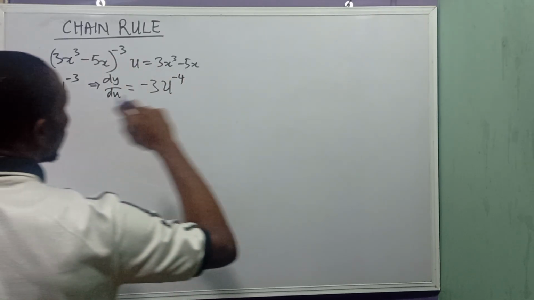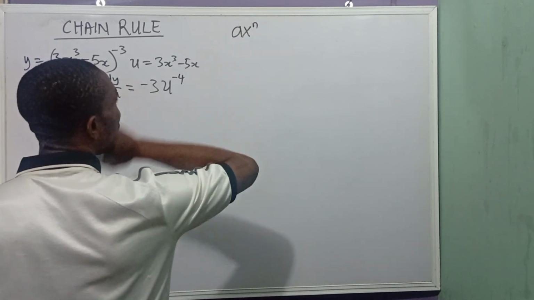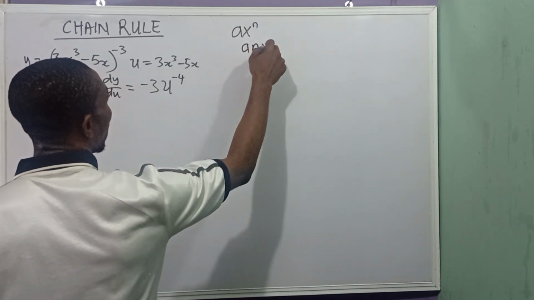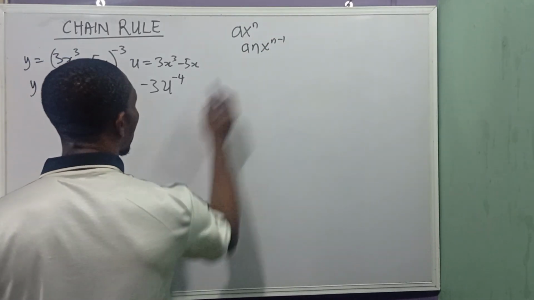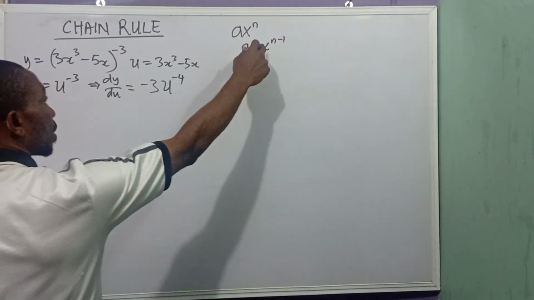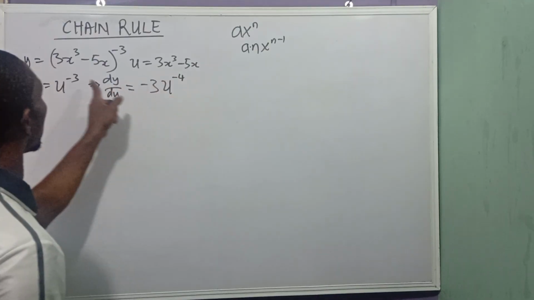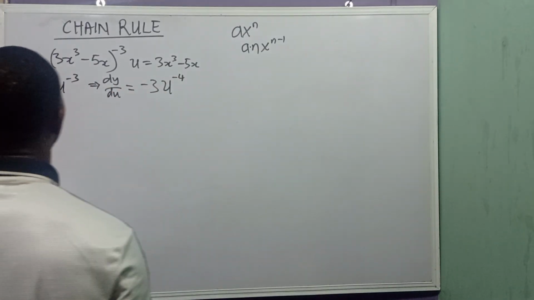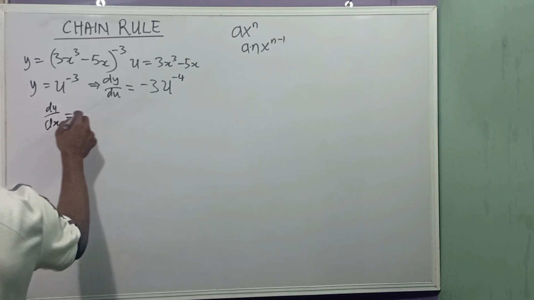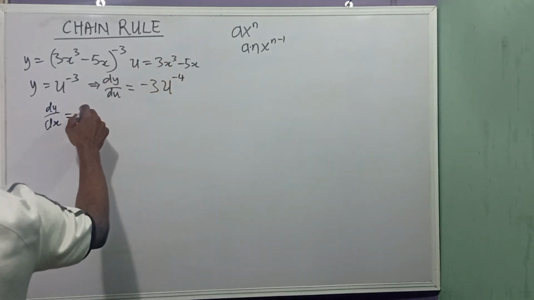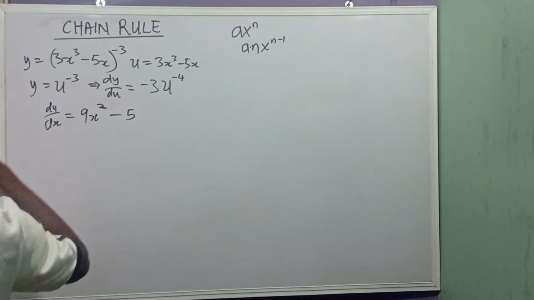Remember, in differentiation, if you have a x raised to power n, this becomes a times n times x raised to power n minus 1. So when we bring down minus 1 from minus 3, it will give us a minus 4. That's for dy/du. Then du/dx would give us 3 times 3, 9x raised to power 2, minus 5.